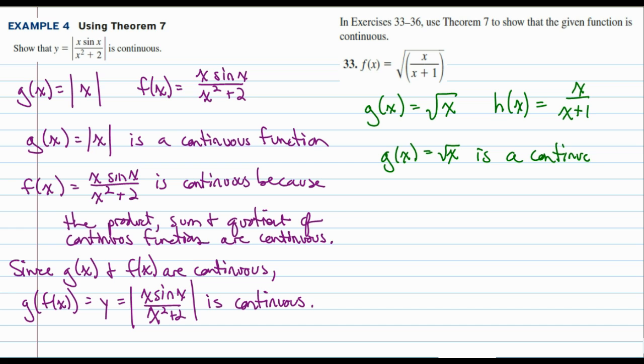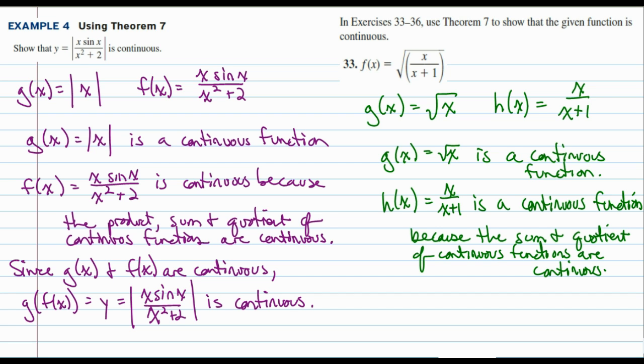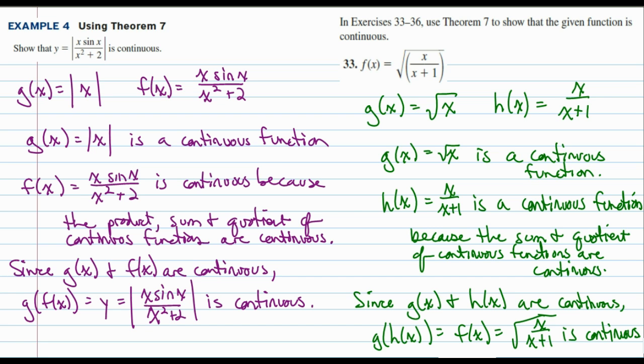g of x is a continuous function. And I know that its domain isn't all real numbers, but that doesn't matter. It is a continuous function. That's all that it needs to be for theorem 7. h of x is a continuous function because the sum, x plus 1, of continuous functions and quotient, the x over x plus 1, are also continuous. So since g of x and h of x are continuous, the composition g of h of x, which is our f of x, is continuous.